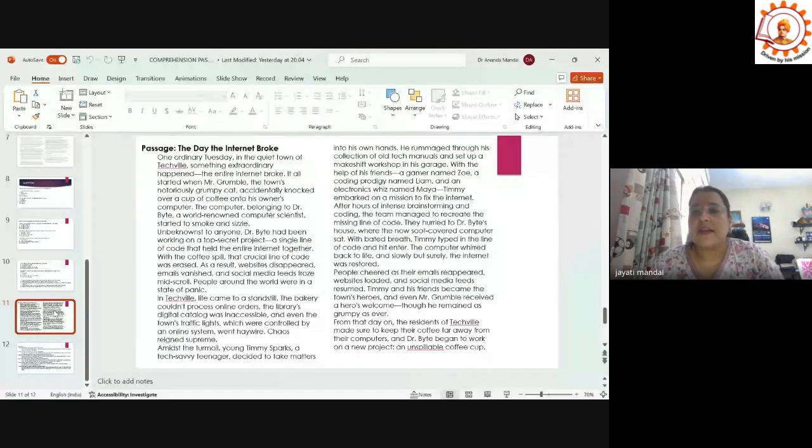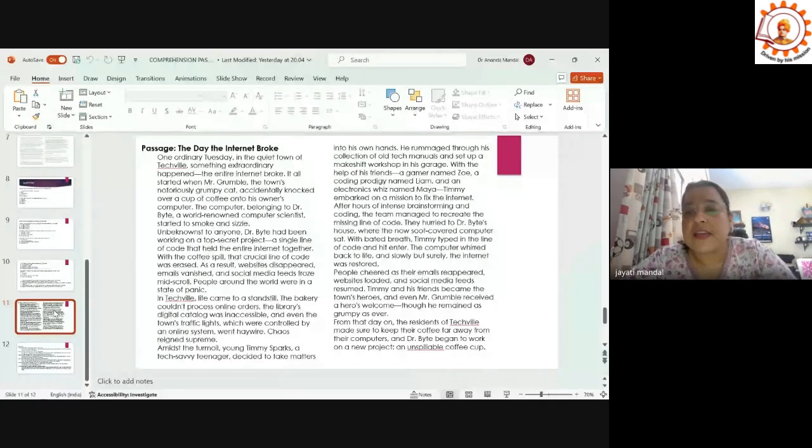With the help of his friends, a gamer named Zoe, a coding prodigy named Liam, and an electronics whiz named Maya, Timmy embarked on a mission to fix the internet. So, Zoe is someone who plays games very well, Liam is a coding prodigy, a person who knows coding very well and takes deep interest in coding, and Maya is an electronics whiz. Along with them, he made a team and embarked on a mission to fix the internet.